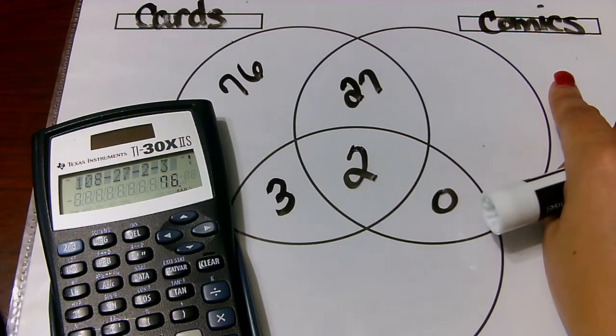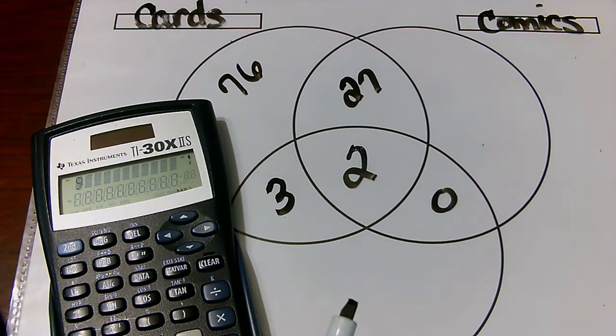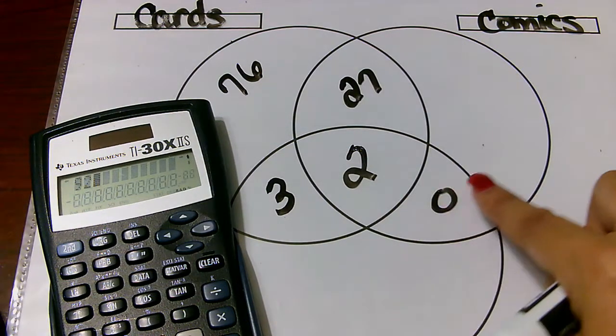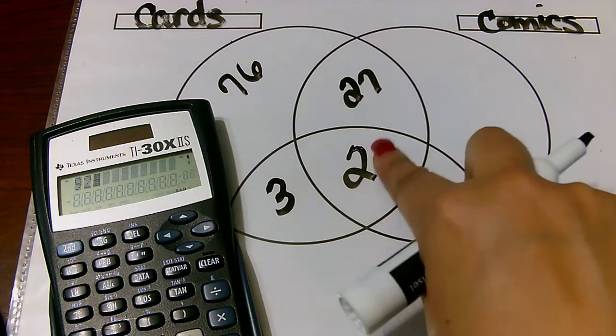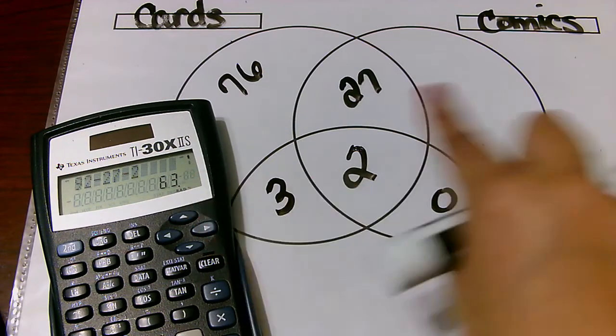For comics, I have 92 collected comic books, so we're going to start with 92. And then I'm looking at just this circle right here, so I have the numbers 27 and I have 2. So I'm going to say minus 27 minus 2. That gets me 63.